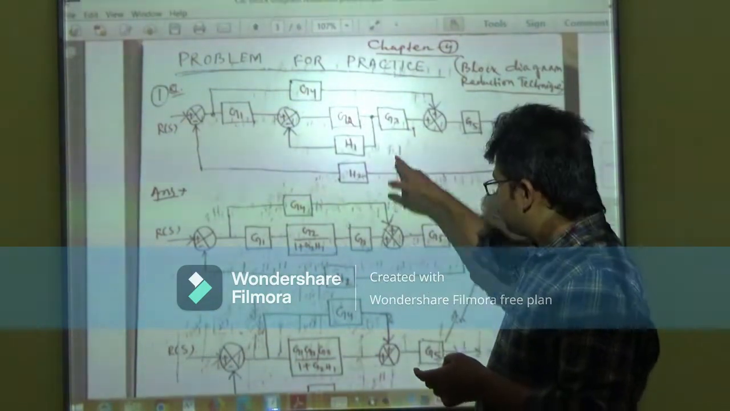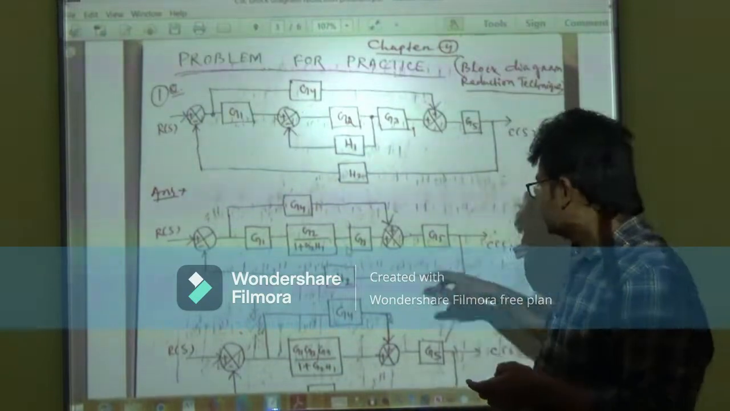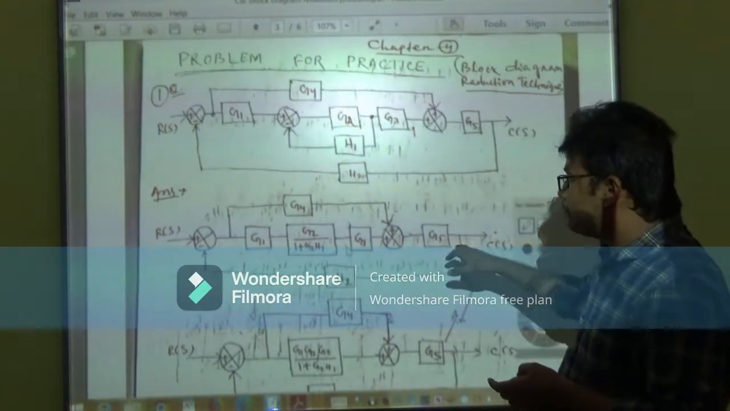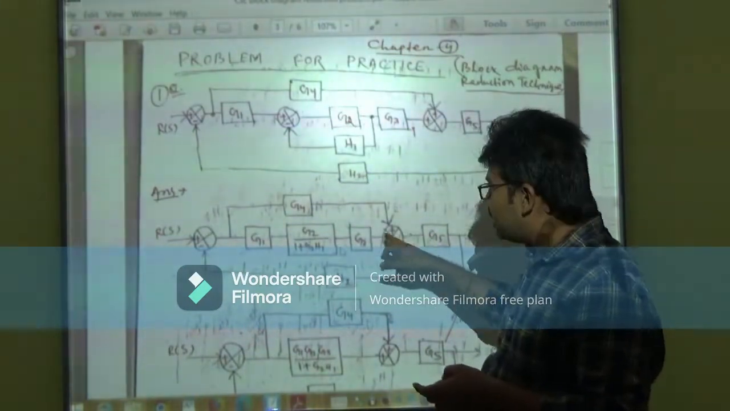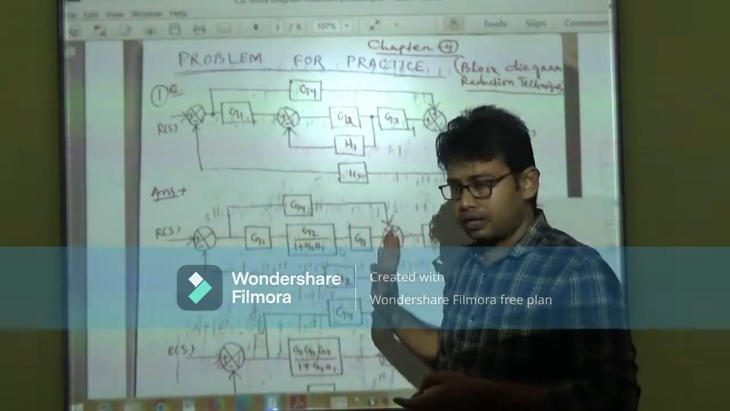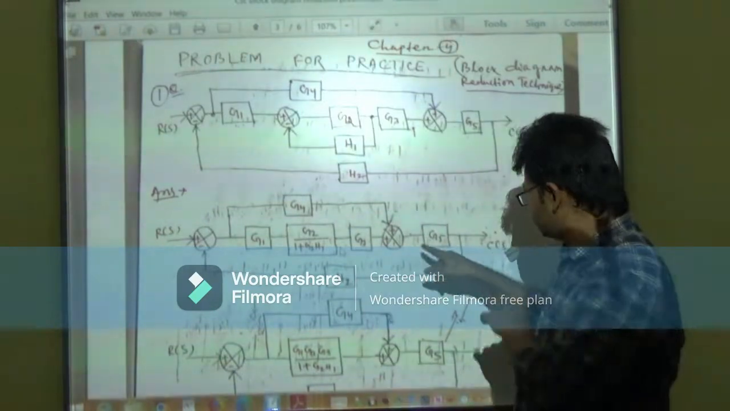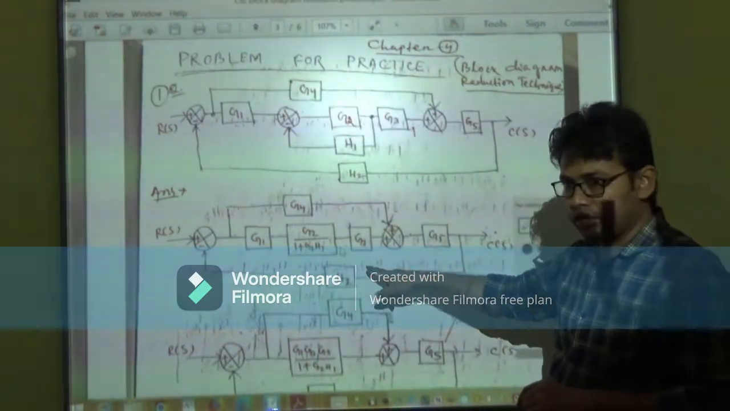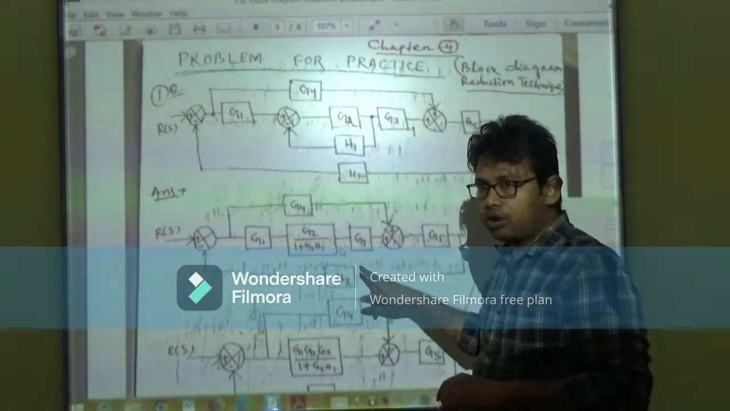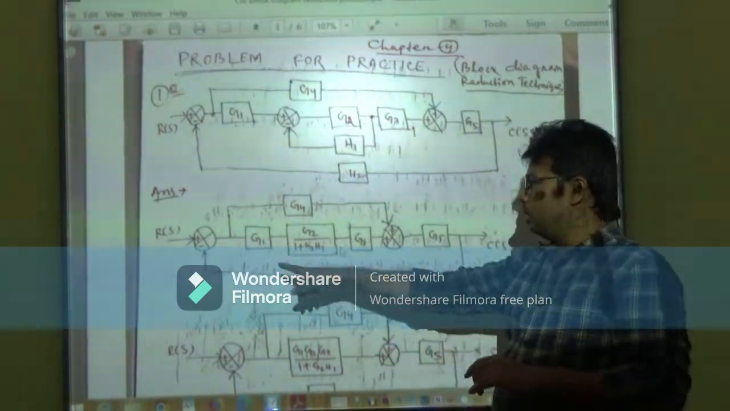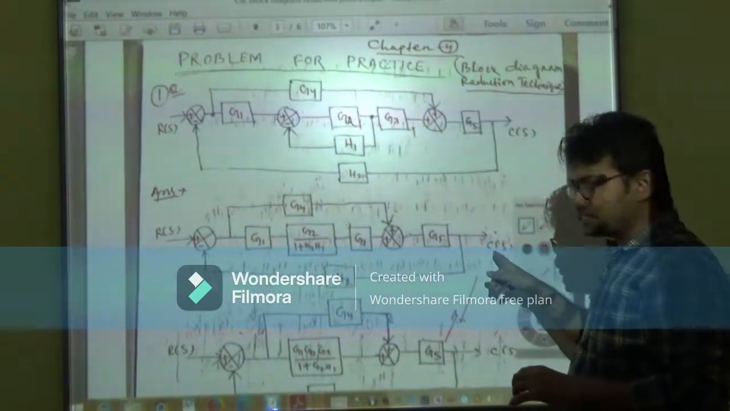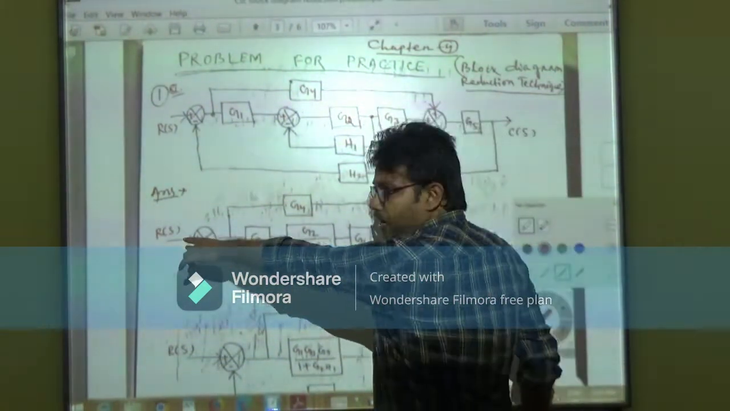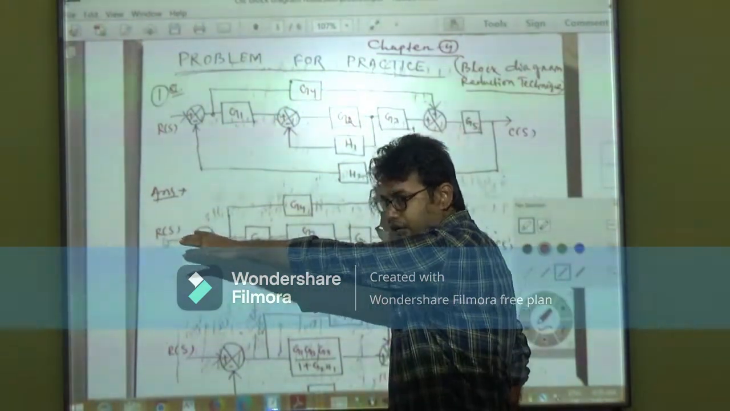Then the third block is G3. Then the fourth block is G5, and G4 is connected from input to the output summing point. Clear? Next the feedback is H2. That feedback loop is connected from output to input, where the output is C of S and the input is R of S, the reference input. Clear?